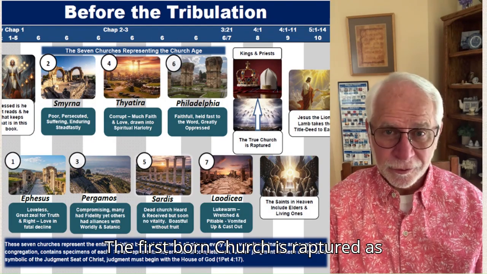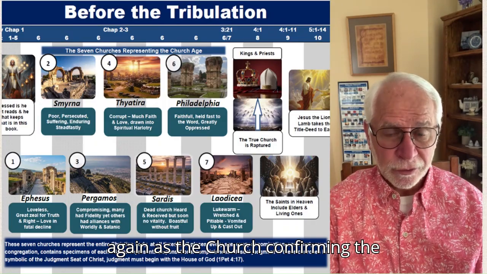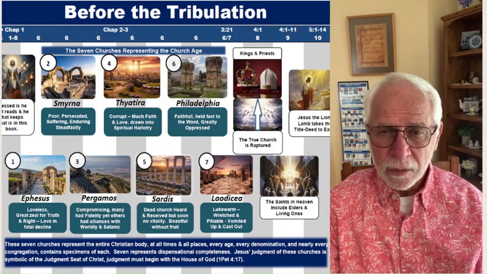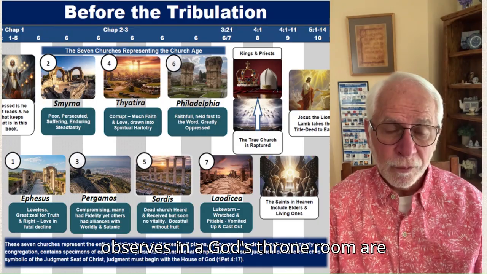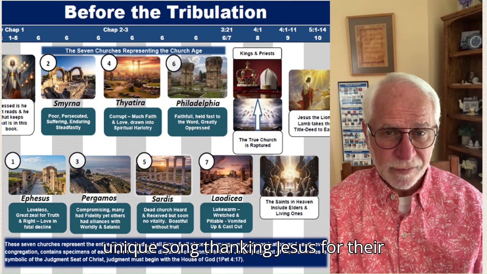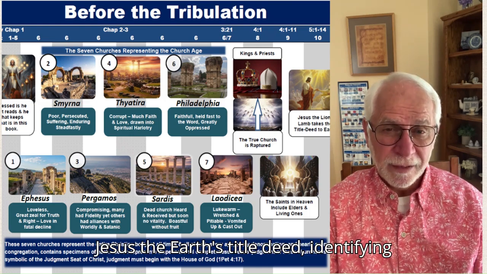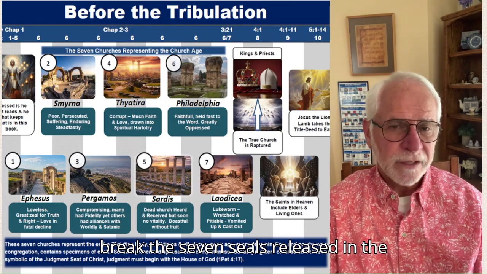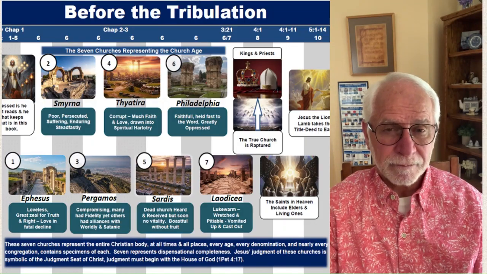The firstborn church is raptured as kings and priests and is not mentioned again as the church, confirming the present church age has run its course. The elders and the living ones John observes in God's throne room are proven to be saints, for they sing their unique song thanking Jesus for their salvation. Our Holy Father gives Jesus the earth's title deed, identifying him as the only eligible person to break the 7 seals, releasing the earth to receive its jubilee.